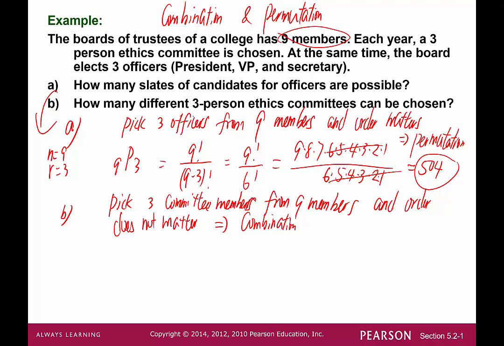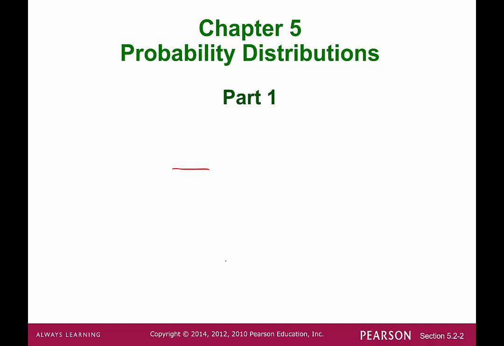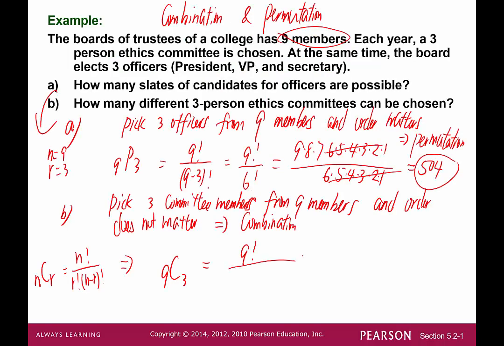So it becomes nCr, which is n factorial over r factorial times n minus r factorial. So here it will be 9C3. So it will be 9 factorial, with n equal to 9 and r equal to 3, over 3 factorial times 9 minus 3 factorial.